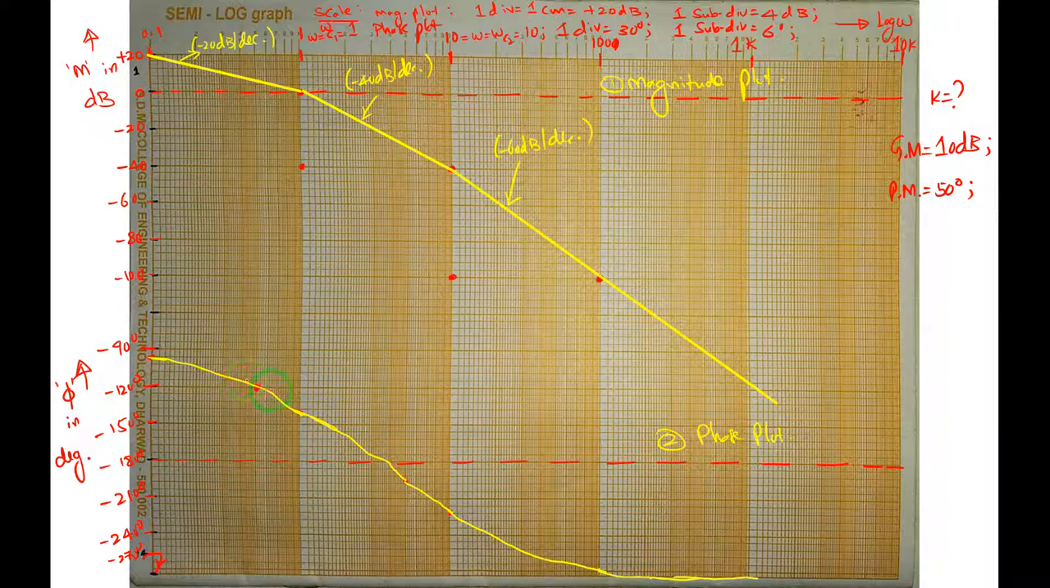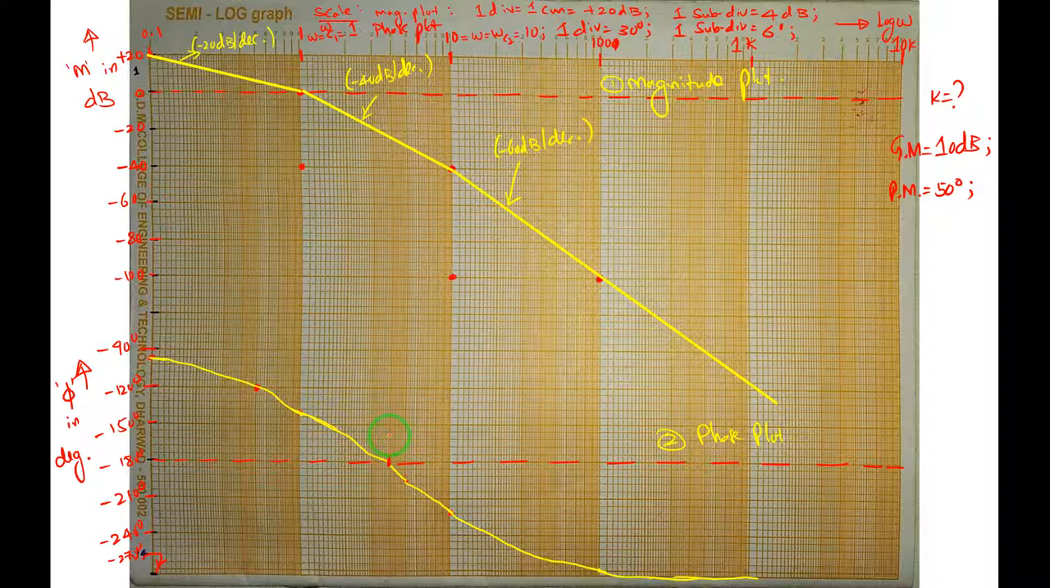So this is the phase plot. It is crossing this reference line here at this point. So you will read this corresponding frequency, right? So it is not going to affect, right? So wherever the phase plot crosses the reference line minus 180 degree, that gives me what? Phase crossover frequency, omega pc.